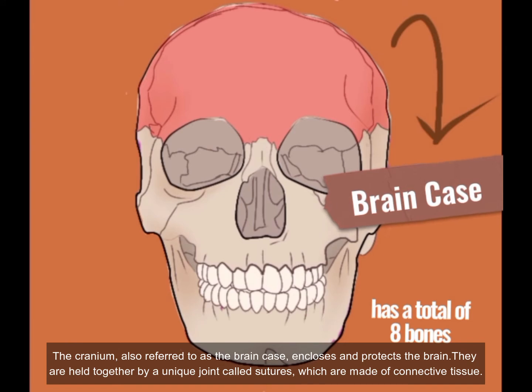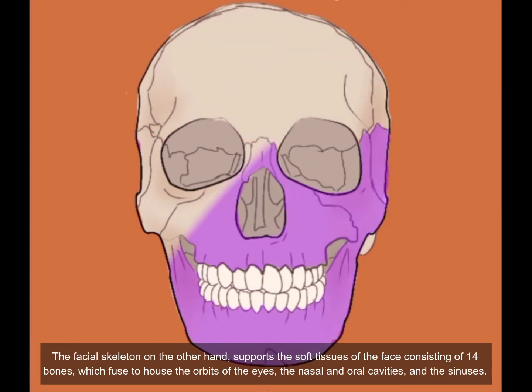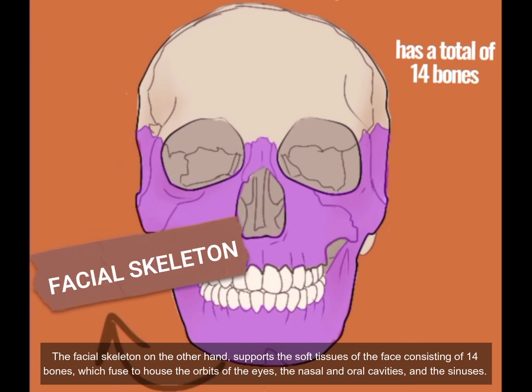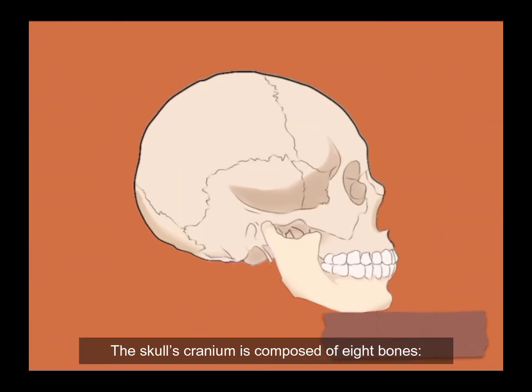They are held together by immovable joints called sutures, which are made of connective tissue. The facial skeleton, on the other hand, supports the soft tissues of the face, consisting of 14 bones, which fuse to house the orbits of the eyes, the nasal and oral cavities, and the sinuses. The skull's cranium is composed of 8 bones.